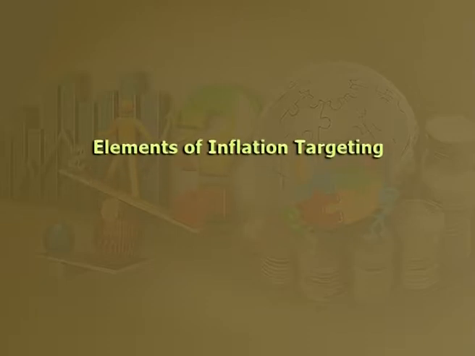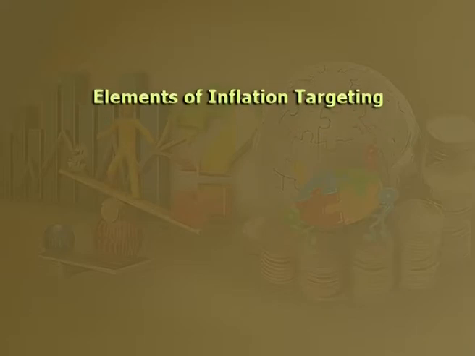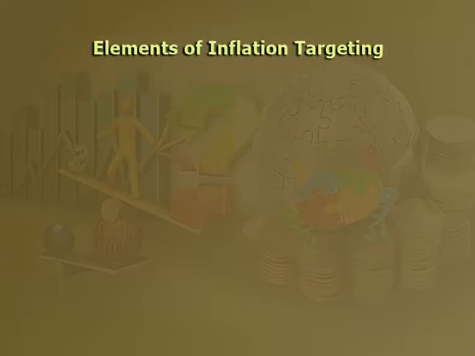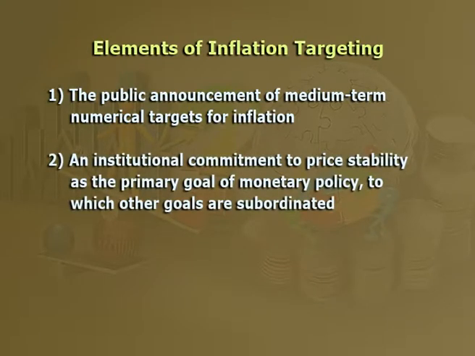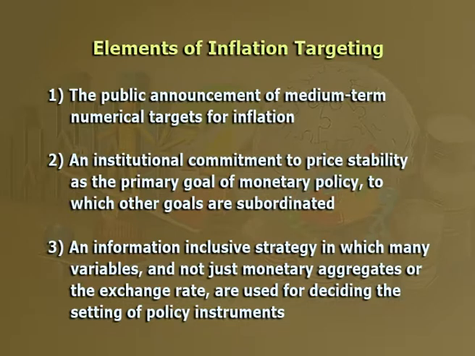Inflation targeting is a recent monetary policy strategy that encompasses 5 main elements. Number 1 being the public announcement of medium-term numerical targets for inflation. Number 2, an institutional commitment to price stability as the primary goal of monetary policy to which other goals are subordinated. Number 3, an information inclusive strategy in which many variables and not just monetary aggregates or the exchange rate are used for deciding the setting of policy instruments.